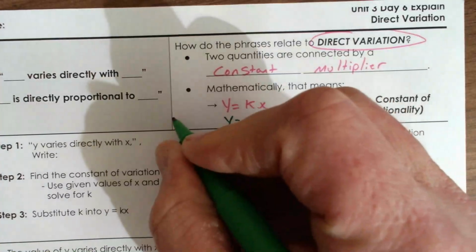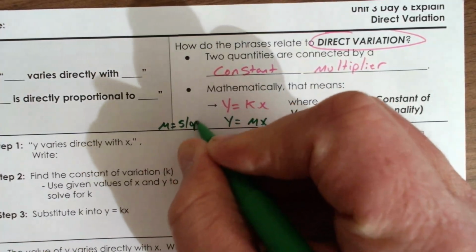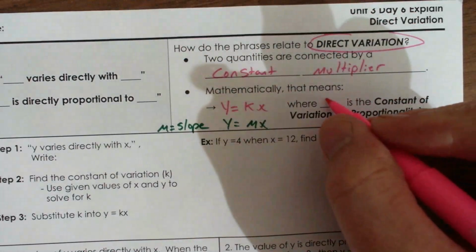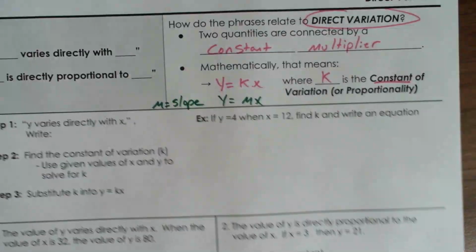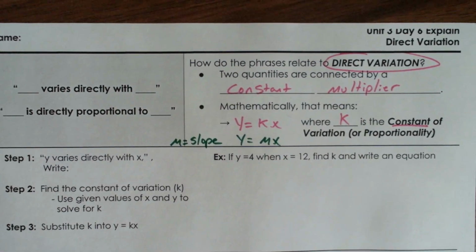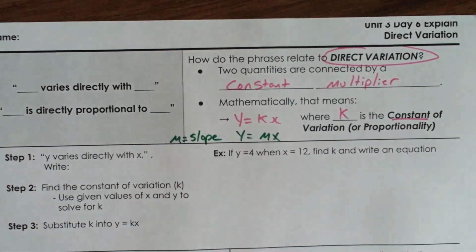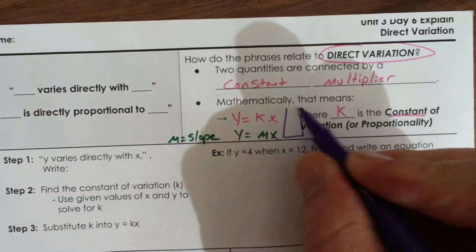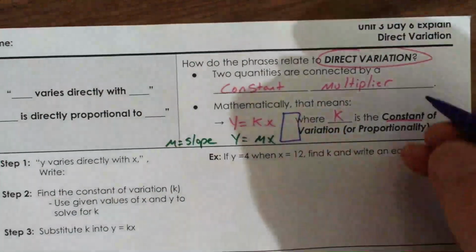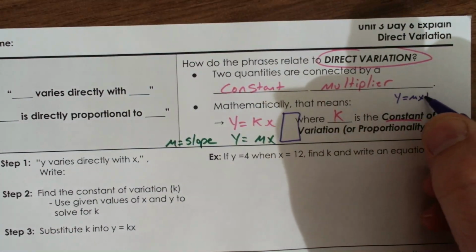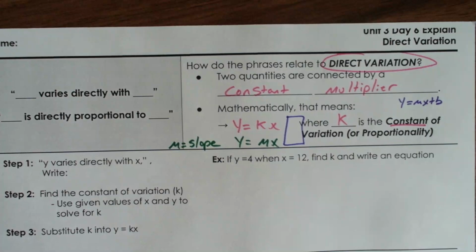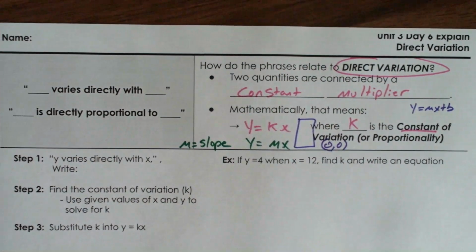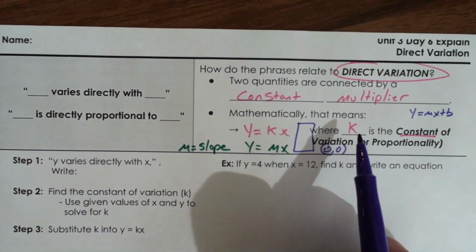And remember, m in this case is slope. They use the term k for this idea of the constant of variation or proportionality. But again, it's affecting it just like slope affects it. But if you notice, it's missing something. There is no b. Remember, slope-intercept form is y equals mx plus b. There is no b value. So what's going to happen is it's going to go through the point 0, 0 every single time. And it's going to be affected through multiplication every single time.